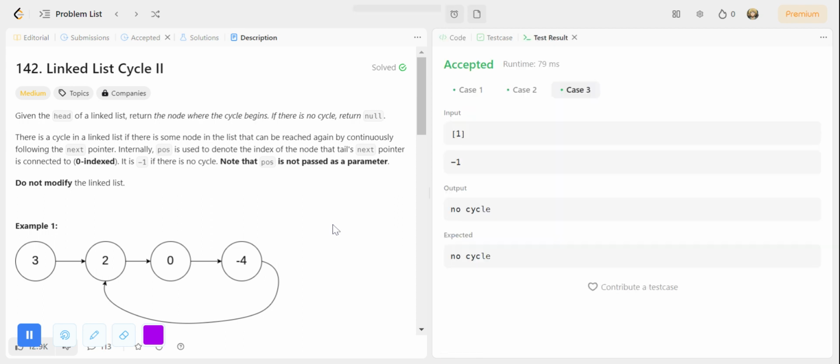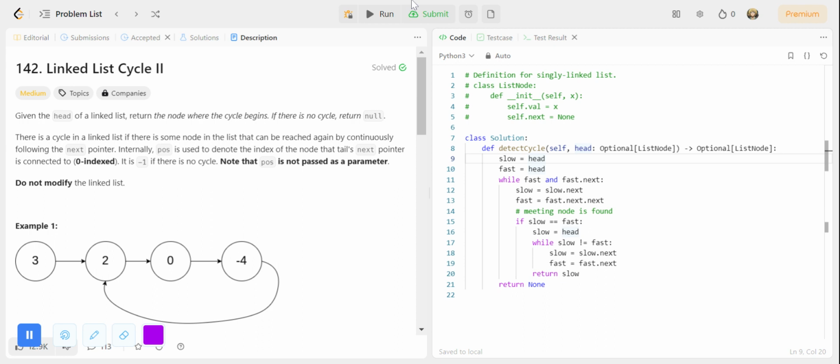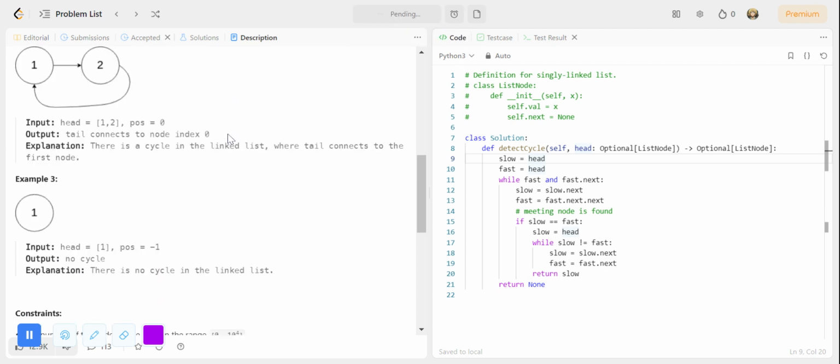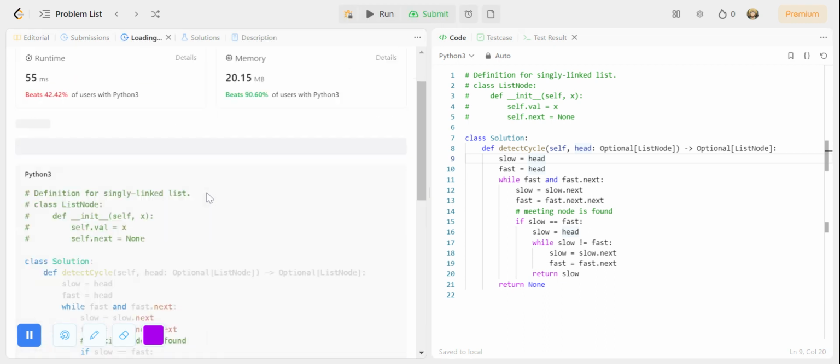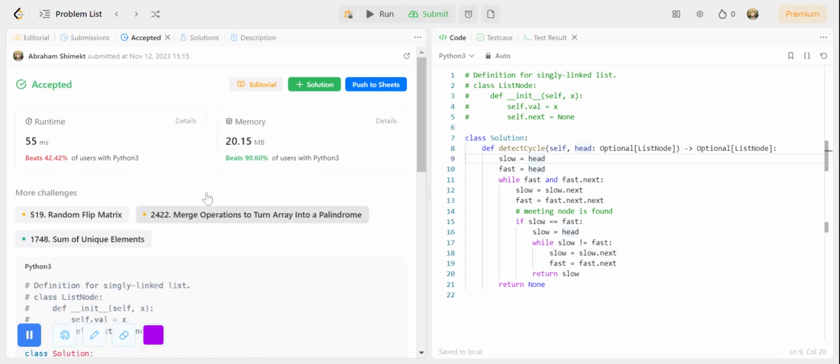Okay, as you can see, it passed for the three test cases, and let's submit it. So it passed for all of the test cases.